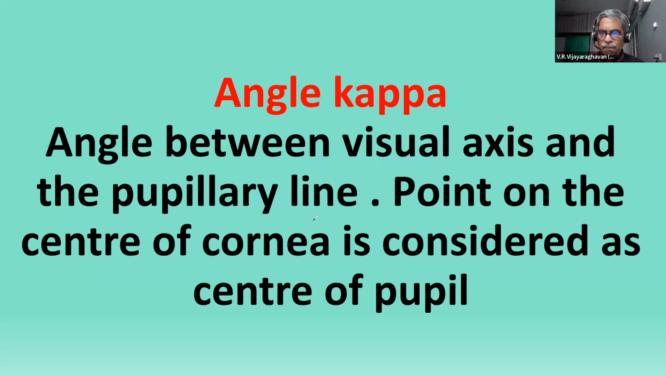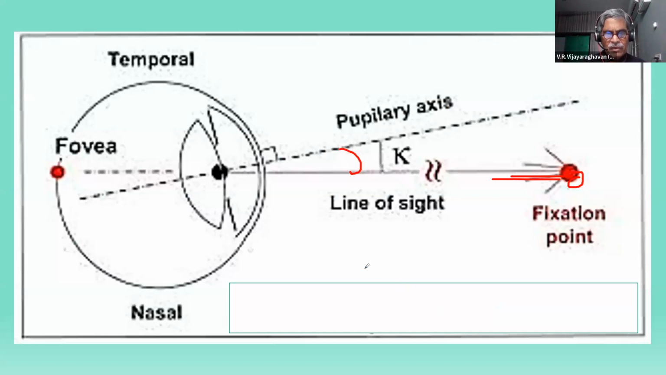Kappa angle is between the visual axis and the pupillary line. But you take it as a point in the center of the cornea. If the point is the center of the cornea, you take it as the center of the pupil, that's all. Just know this: center of pupil, pupillary line or pupillary axis. Can you see now? This is called the pupillary axis and the visual axis here. The angle kappa is here. That's all. Just know the point. This is one other important point for you.